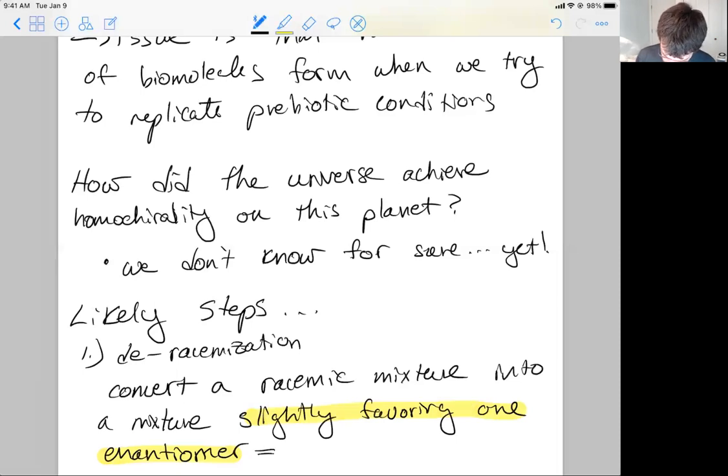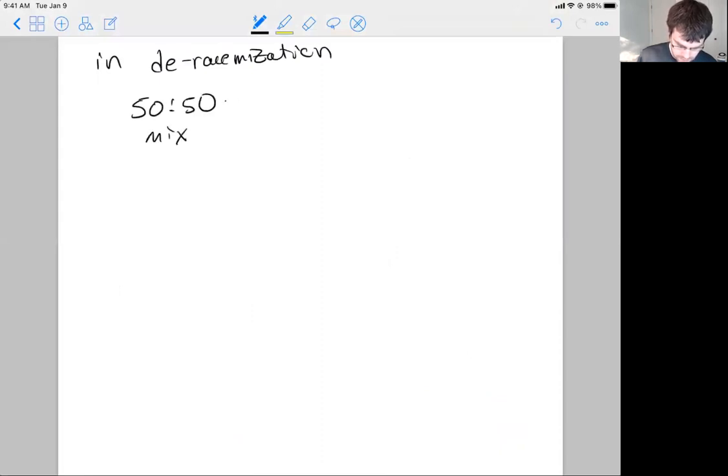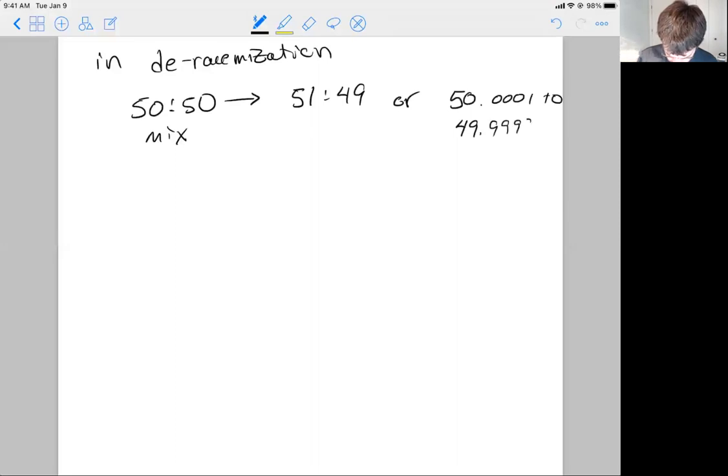This is called a scalemic mixture. What we do in deracemization is we try to go from a 50-50 mixture to, for example, 51-49, or even 50.0001 to 49.9999. I think that's right. Yeah.